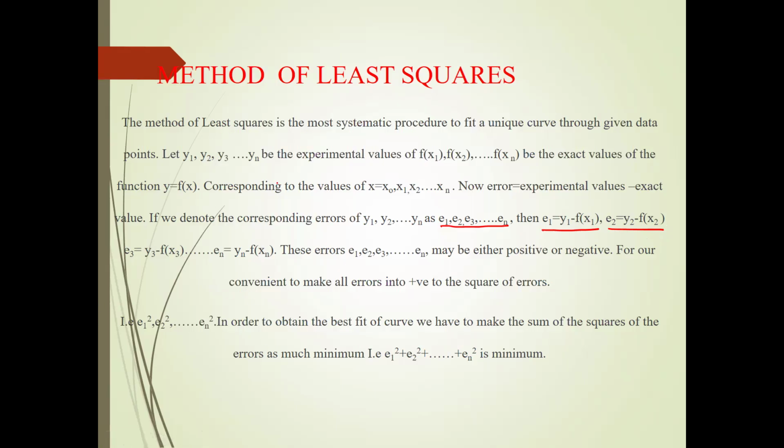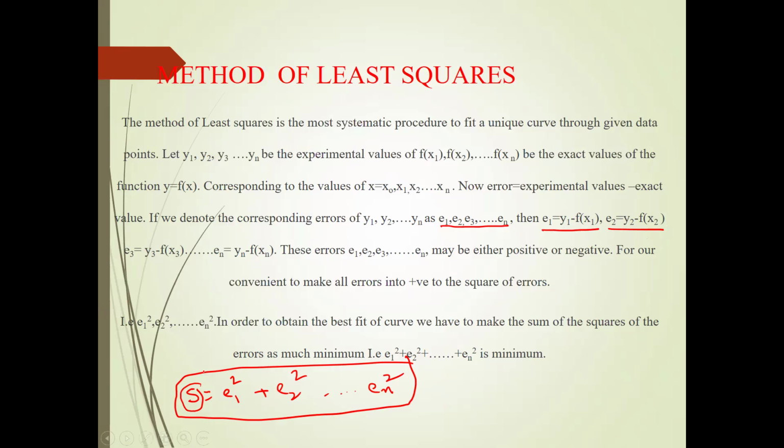So in the method of least squares, we will minimize the sum of the errors by squaring the errors. That is, S = E1² + E2² + ... + En². So we have to minimize these errors by applying maxima and minima. We'll differentiate S with respect to the variables and equate to 0. So we'll find the required curve. I will explain that in the next slide.